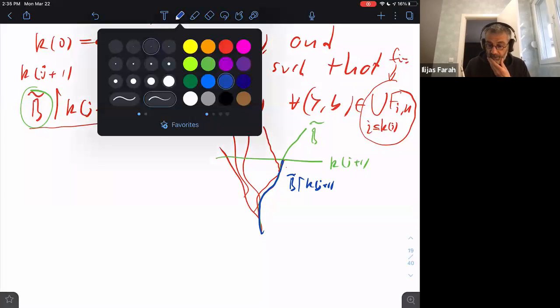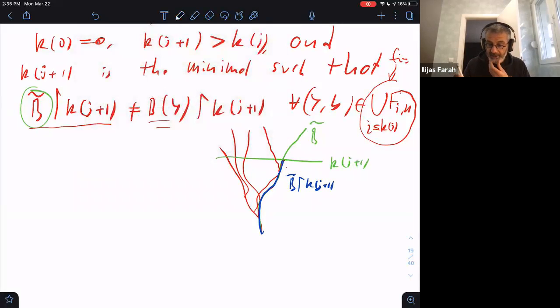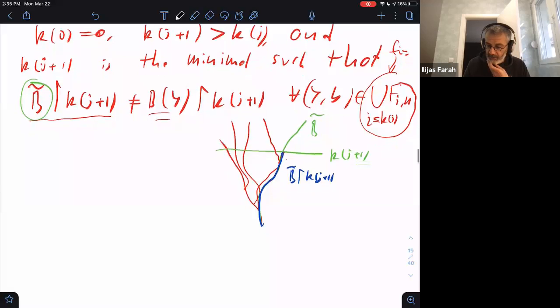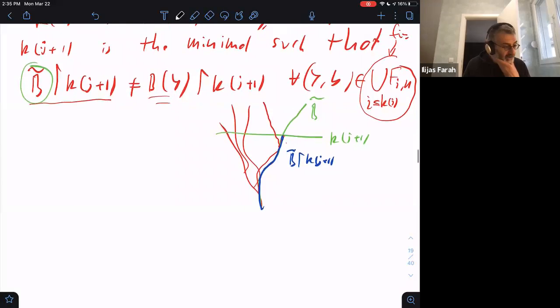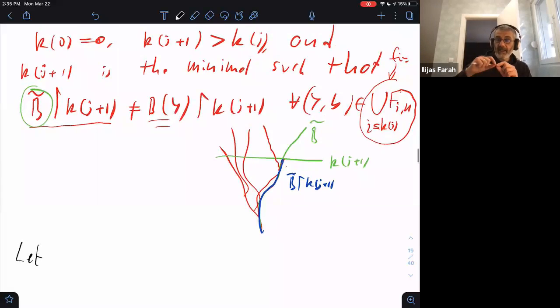Actually, I have no idea why I am using red color for this. I just started using it, and let me know if it's annoying. It might be annoying.